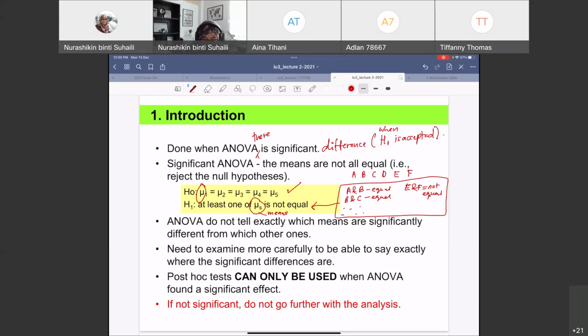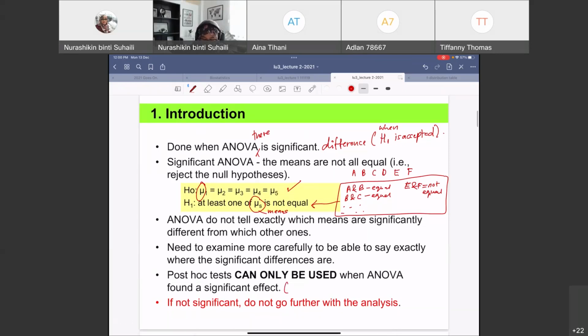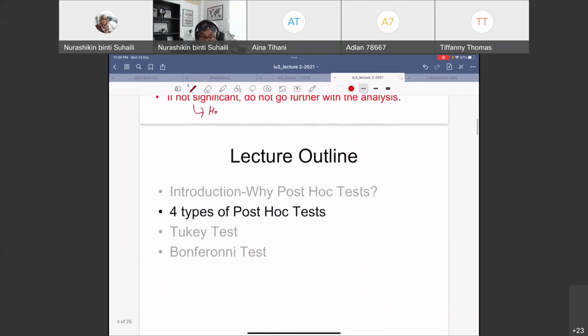Because ANOVA, the steps that we have gone through just now, does not tell exactly which means are significantly different from each other. That's why we have to do post-hoc tests. A post-hoc test can only be used when ANOVA found a significant effect, or when the alternative hypothesis is accepted. I've mentioned this. If not significant, do not go further with the analysis. If you accept the null hypothesis, there's no point in proceeding with the post-hoc test. That is the basic of the post-hoc test.